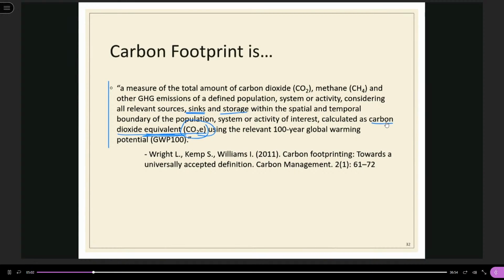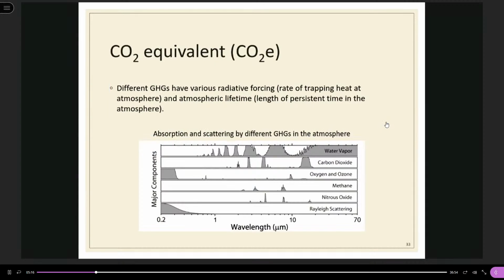And the year is usually 100. We consider the effect of the greenhouse gases when they last for 100 years in the atmosphere. So we need to use a parameter called carbon dioxide equivalent. It is because different greenhouse gases have various radiative forcing and atmospheric lifetimes. And radiative forcing means the rate of trapping heat in the atmosphere. The rate of trapping heat.